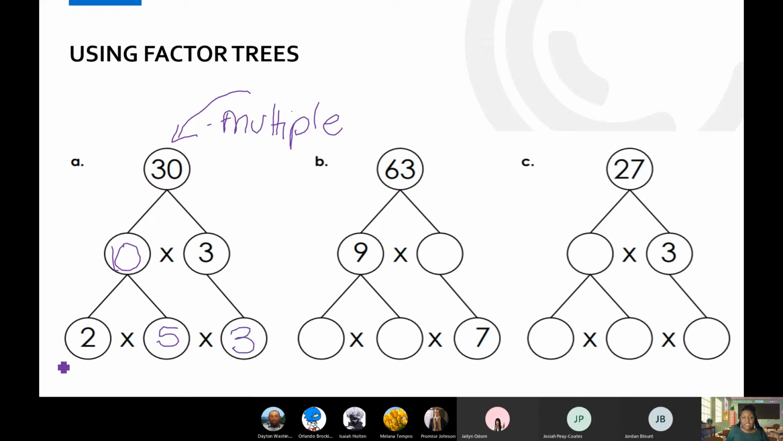So these numbers that are at the very bottom are prime numbers. That means, guys, they have no factors other than their own number and 1. So the numbers at the bottom of my factor tree should always be prime. That means their only 2 factors are themselves and 1. They have no other factors. I'll give you a second to write down letter A. And then I want you to go ahead and take some time to write down B and start solving it if you'd like.